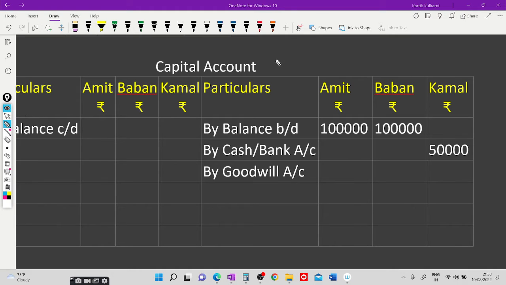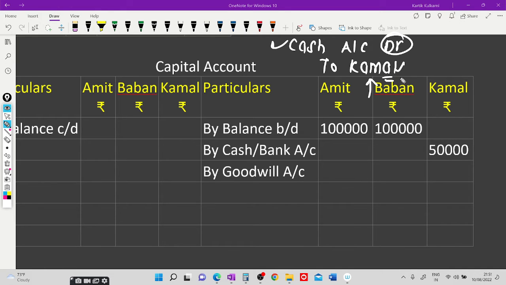We have made the posting of the following journal entry, that is cash account debit to Kamal's capital account credit. So in the debit side of the cash account we have written the name of the account which is credited, and in the credit side of Kamal's account we have written the name of the account which is debited.